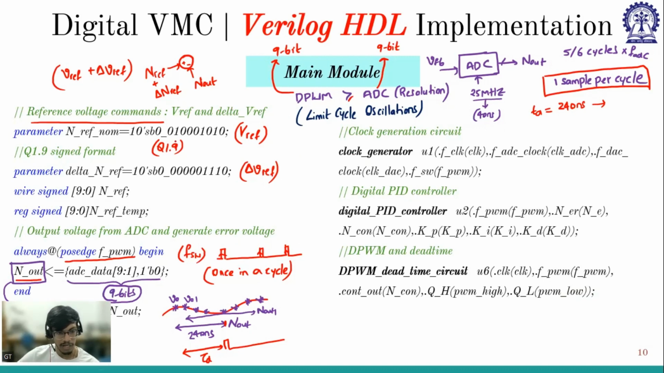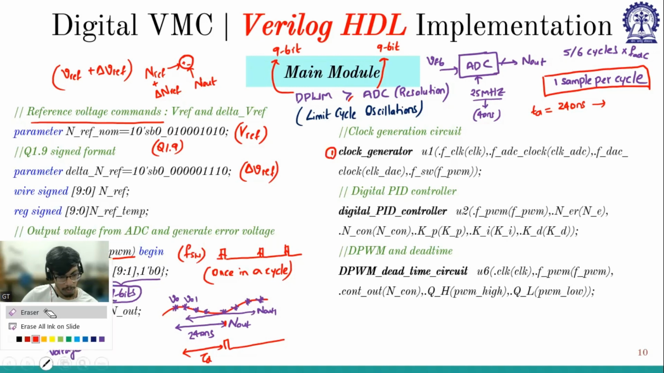So after defining all these reference voltages and commands, SAR is instantiating 3 submodules. What are those submodules? Just a minute, let me erase this. I'll use a different color. One is the clock generator, another is the digital PID controller, and the other one is the DPWM dead-time circuit. And these are again the inputs and outputs.